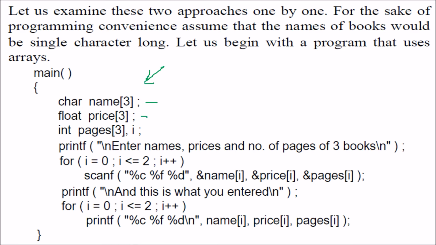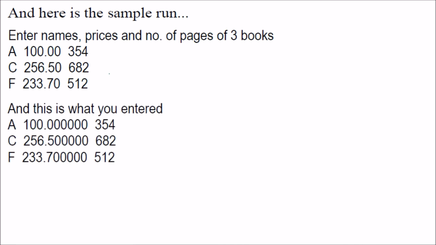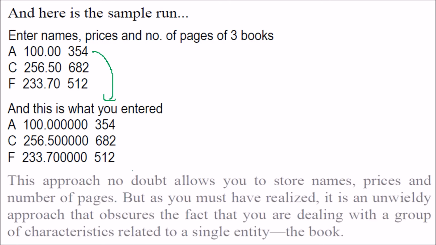So we have 3 arrays, this is for name, this is for price and this is for pages. We have entered for 3 books, so from 0 to 2, we are using ampersand name, ampersand price, ampersand pages with the subscript. Now these will be entered and you can just show them, again the same thing with printf. So this is how the sample run of the program would look. You enter these entries for 3 books and they will be shown.